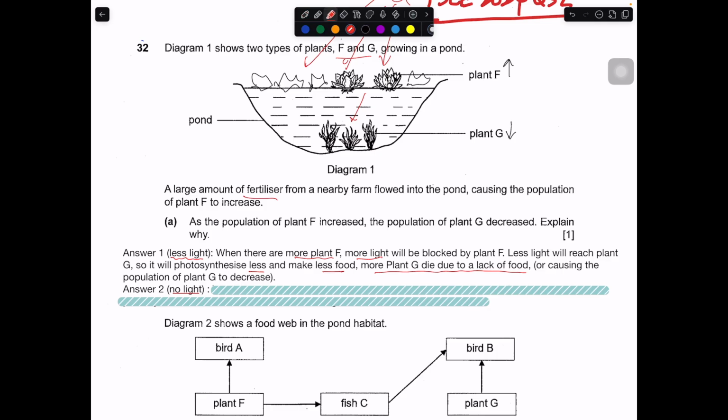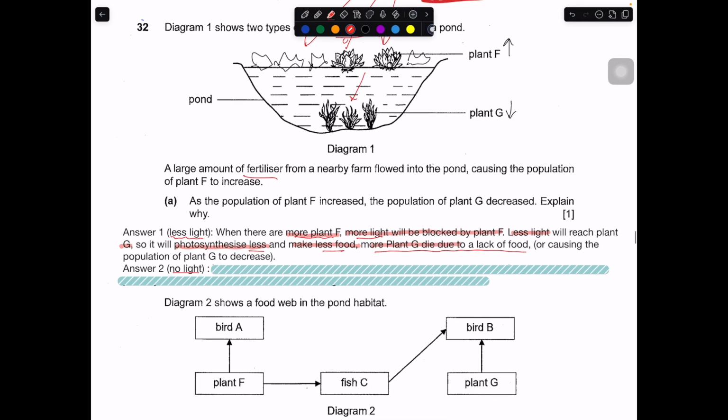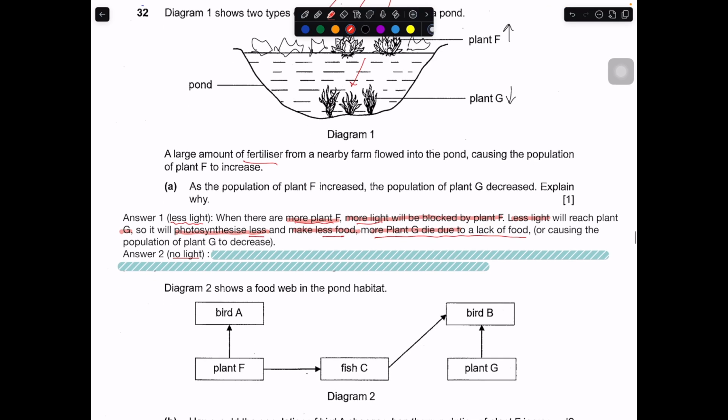So the main key idea is this: more plant F, more light will be blocked. Less light will reach plant G, so it will photosynthesize less, make less food, more plant G die. Or you can continue to talk about the extreme scenario, no light. No light means when there is more plant F, all the light will be blocked. Plant G has no light to photosynthesize, cannot make food. Plant G die due to lack of food.